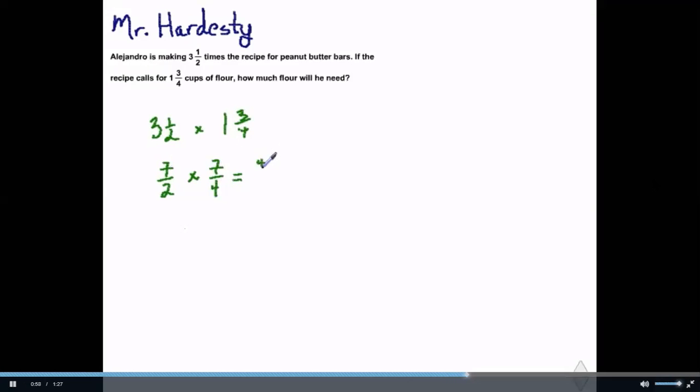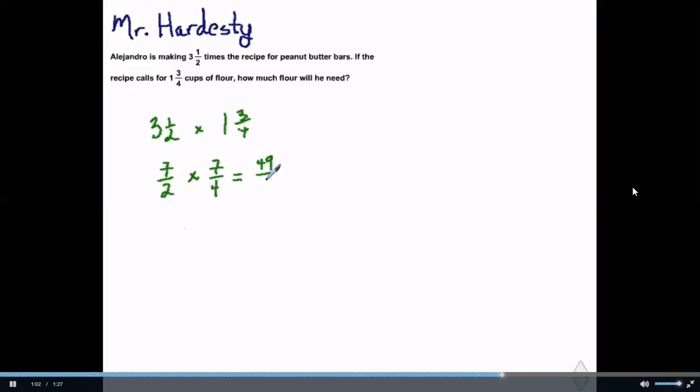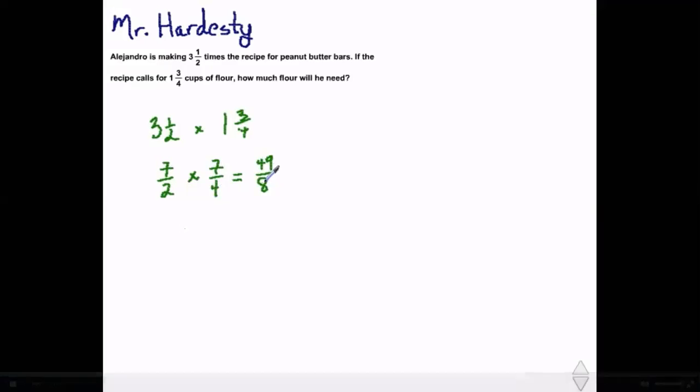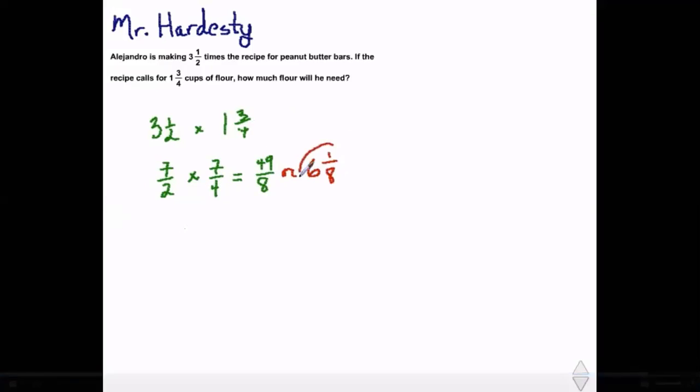Now we use our rules of multiplication. Numerator times numerator, 7 times 7 is 49. And denominator, 2 times 4, which is 8. We'll convert that back to a mixed number so it's easier to understand, and know that 8 goes into 49 6 times. 6 times 8 is 48. That leaves 1 left over. So our answer is we'll need 6 1/8 cups of flour for the recipe.